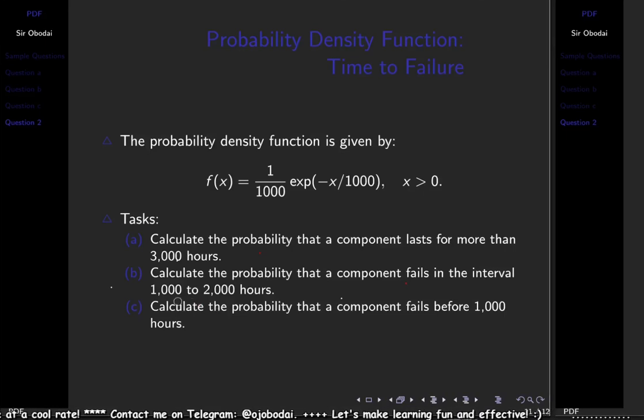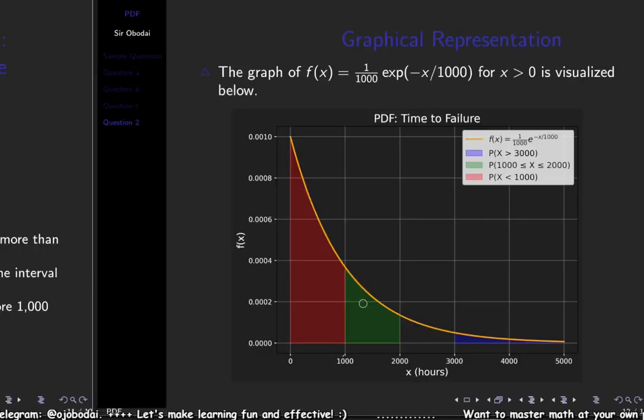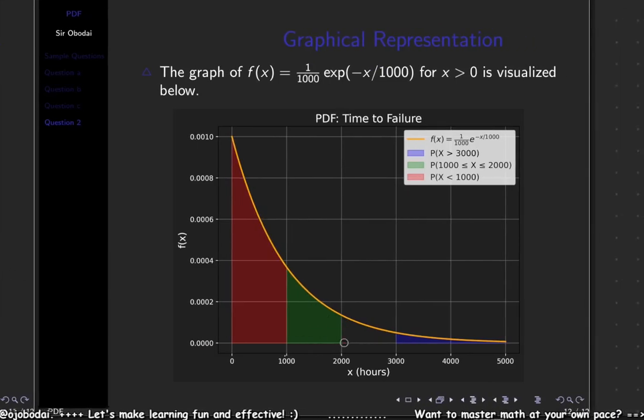The next question says you have to calculate the probability that the component fails in the interval from 1,000 to 2,000. So in this case now we have a lower and then an upper limit. Remember that we have a lower and then an upper limit. So in our diagram here, the one in green is what we are actually looking for. The portion I have painted green is what we want. The probability that the component will fail within this interval.